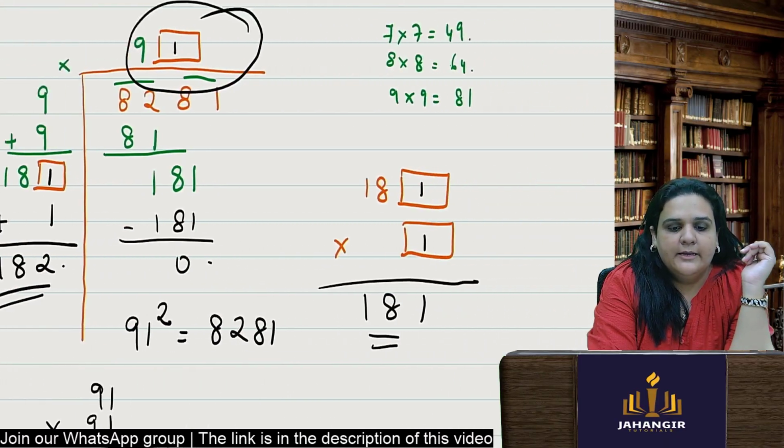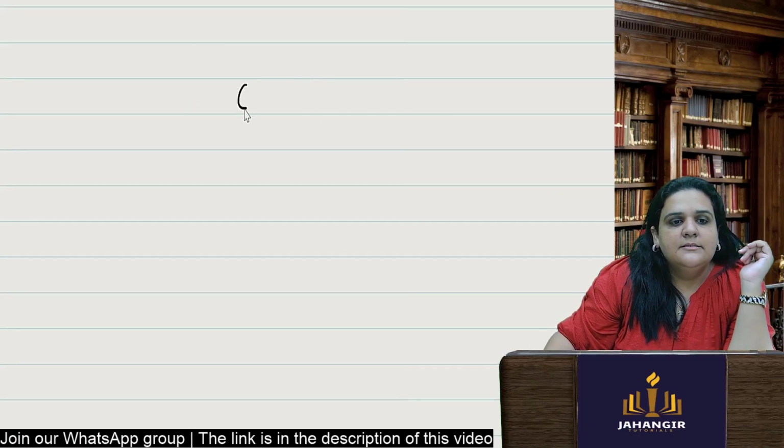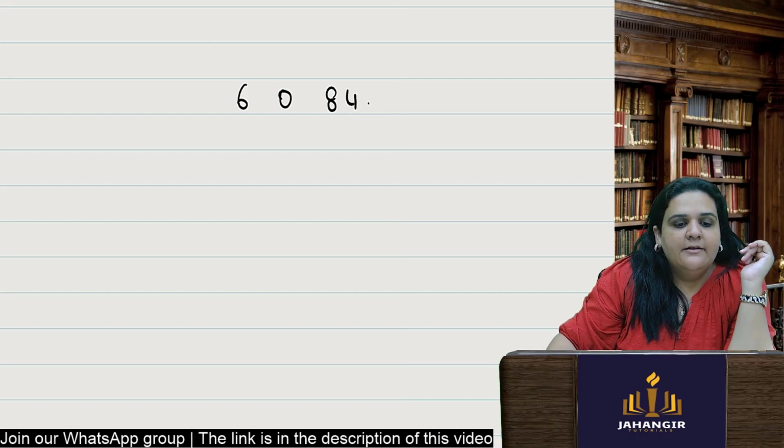6084. Okay, let's solve this. 6084. I'll start pairing the numbers from the unit side. So I have two pairs. I will make the line above.